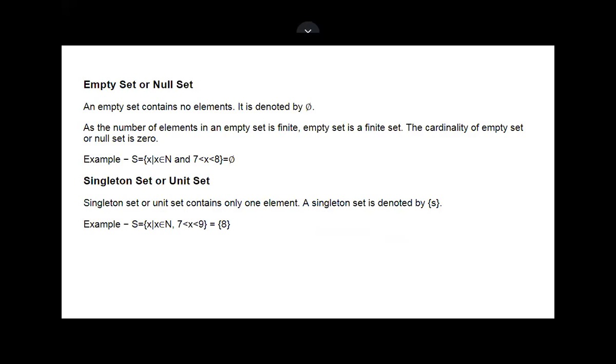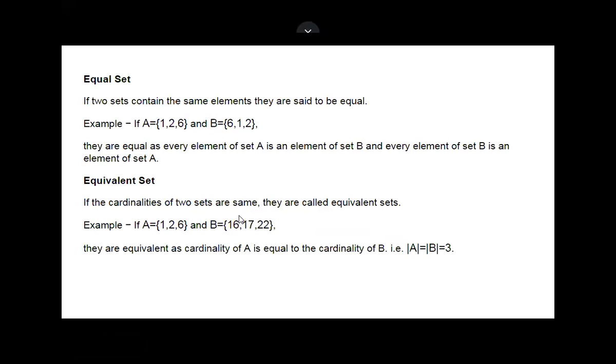Okay. Then we will go for the empty set or null set. Means the set having no element will be the empty set, and the set which will have only one element, that will be known as singleton set or unit set. Then equal sets are there.